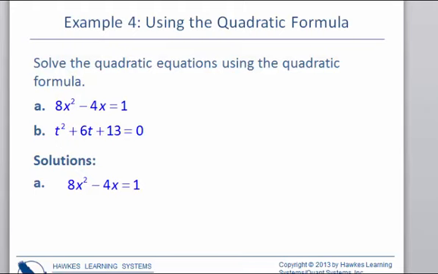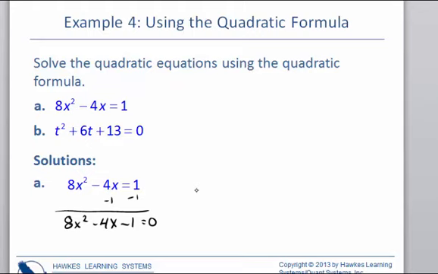All right, so part A of our example says to solve 8x squared minus 4x is equal to 1 using the quadratic formula. So students will find, first of all, that it is helpful to get it set equal to 0. So that's going to be the first thing that I'm going to do here, is move that 1 over. 8x squared minus 4x minus 1 is equal to 0.